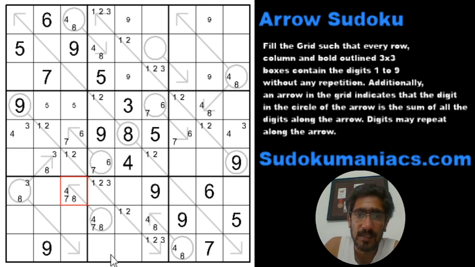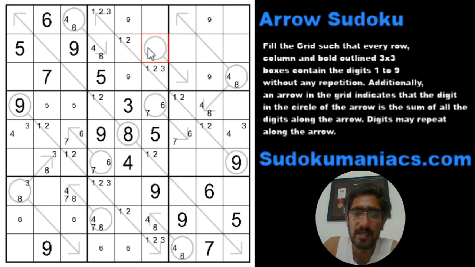is the 6 of box 8. It cannot be here, it cannot be here, it's right here, which would make this a 6. Alright? And similarly, let's have a look at this one.